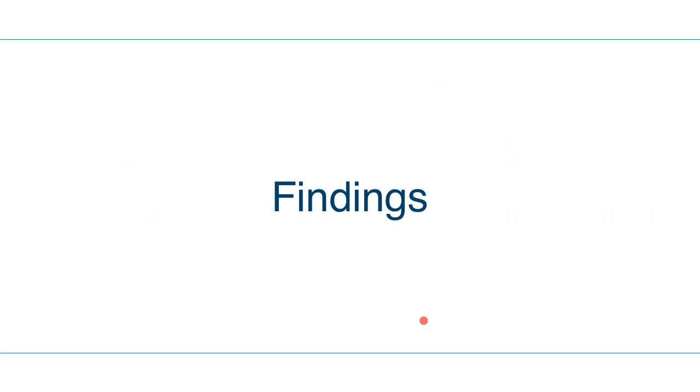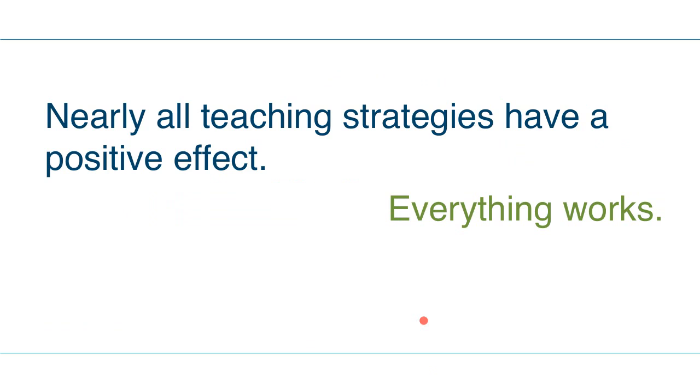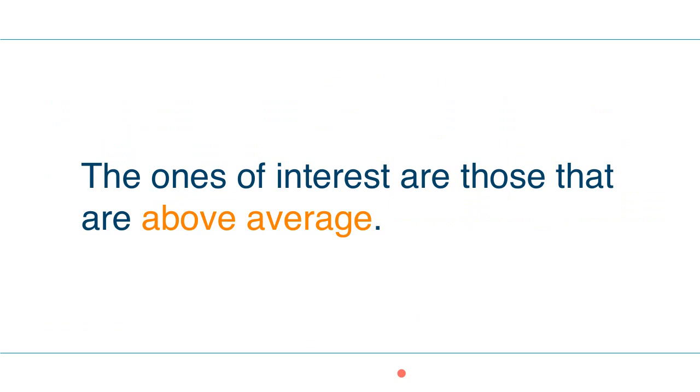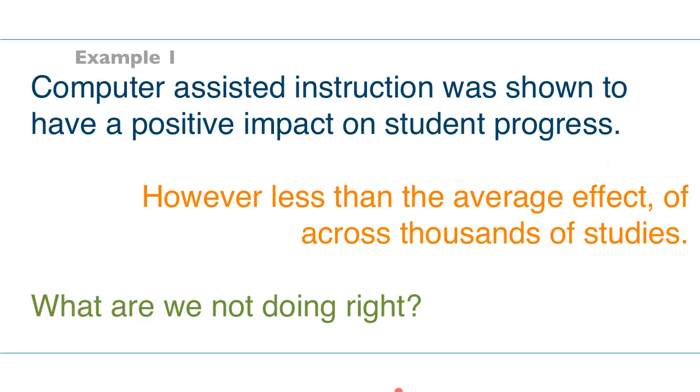Okay, so the findings of the visible learning study. Basically, nearly all teaching strategies have a positive effect, and we shouldn't really be surprised by that. But the ones that we're really interested in are the ones that have an above average effect. So I've got 3 examples here. And if you looked at that starter activity, you might be surprised by some of the outcomes there.